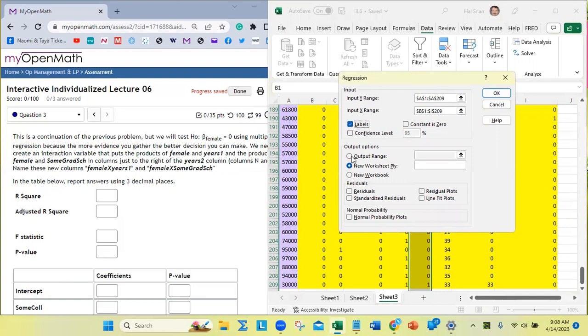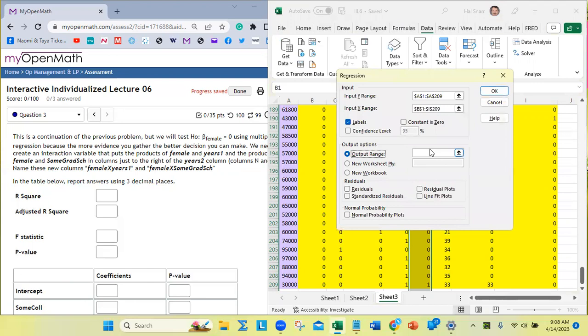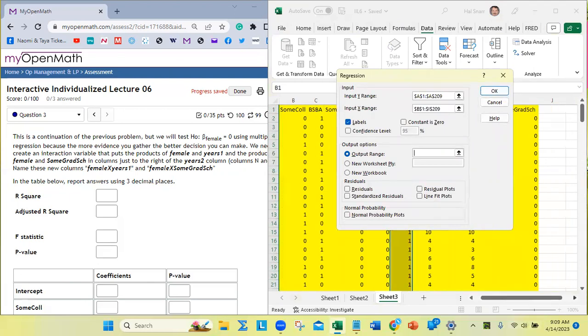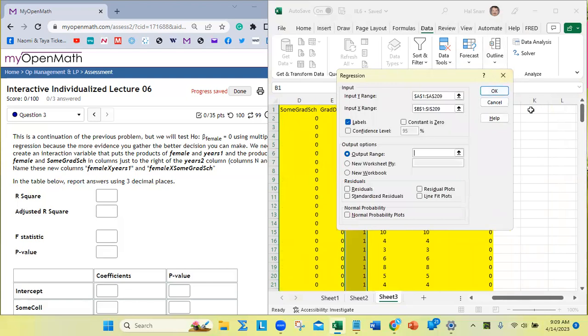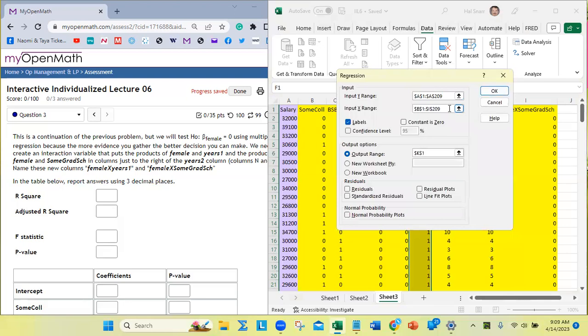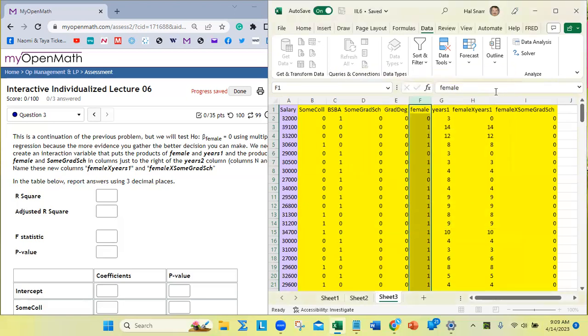And then I want to keep the output in this sheet, in sheet 3. So I'm going to come up here to the top. We're going to put the output in K1. So we've got K1 here, we've got A1 to A209 there, we've got B1 to I209 here, and I've got labels check marked. Then we can hit OK.